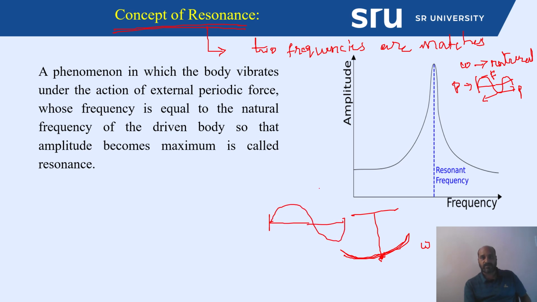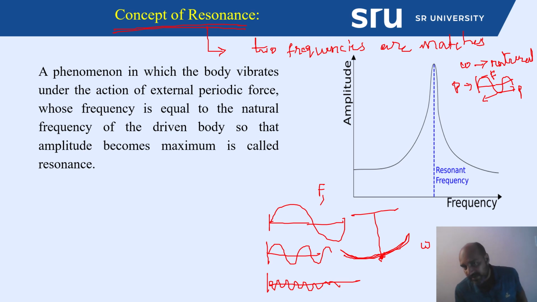Let this be the first force. That force may be applied in this way also, right? This force may be applied in this way also. So what is the difference in these three types of forces? The small p, the frequency of force. I mean, how many number of times that force is applied in 1 second.